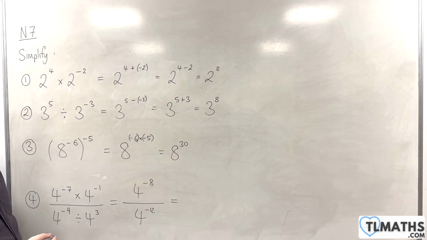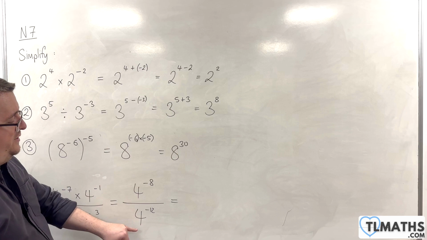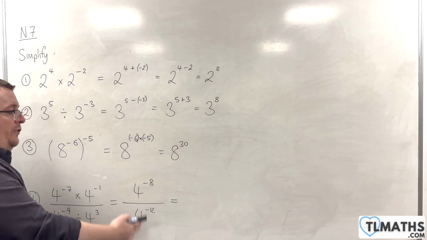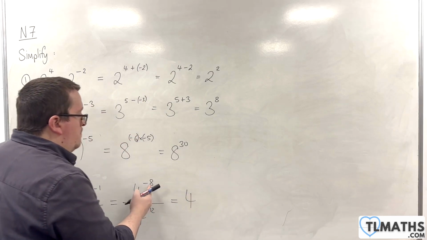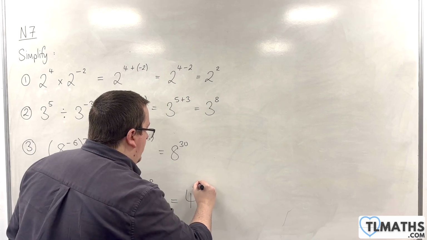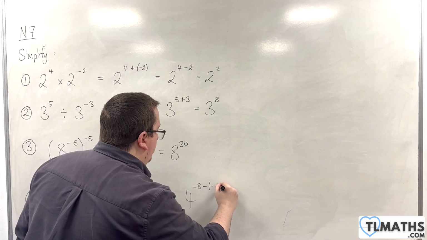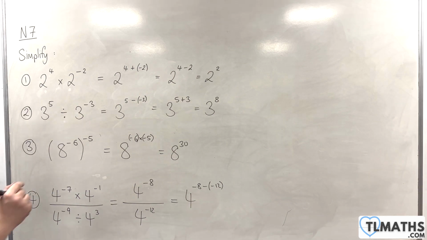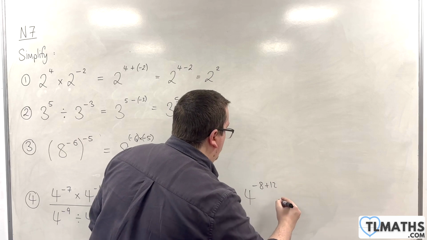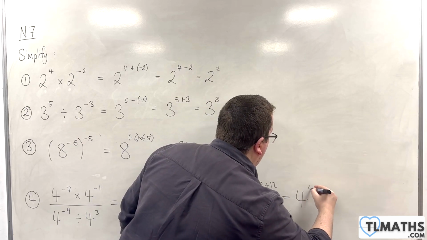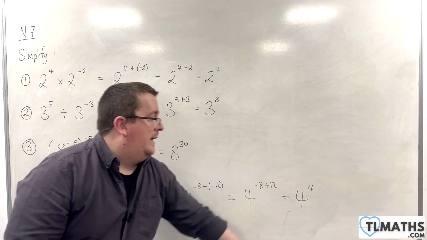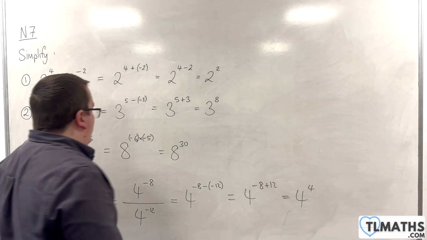Now deal with this fraction. 4 to the power of minus 8 divided by 4 to the power of minus 12. So because we're dividing, we're going to subtract the indices. Minus 8 take away minus 12. So let's write that out. Minus 8 take away minus 12. Now that's the same as minus 8 plus 12, which is 4 to the power of 4. And so that is our simplification for this nasty looking fraction.